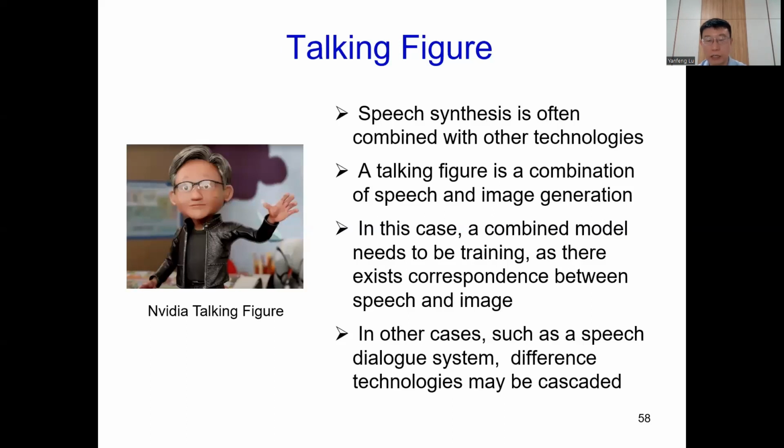In this cascaded system, the different technologies are combined in a cascaded way. Specifically, in this speech dialogue system, we combine an automatic speech recognition system, a question answering system, and a TTS system together. But we combine them in a cascaded way. So we don't need to train a combined model. We just need to train the models separately and then integrate them as a whole system.